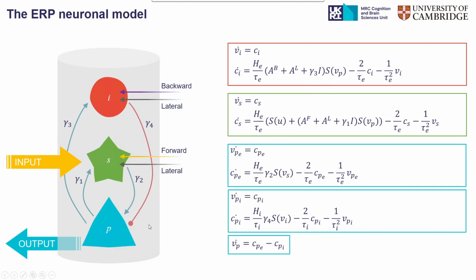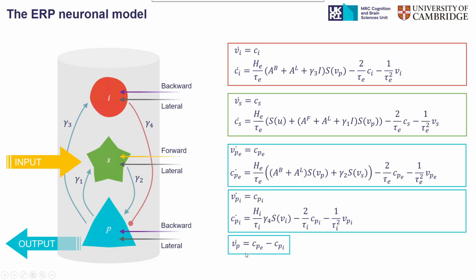Similarly, the pyramidal cells receive inputs from stellate cells, which comprise the excitatory activity, and inhibitory activity coming from the inhibitory interneuronal population, which is in these equations here. Now they receive backward and lateral connections, both of which are modeled as excitatory gains, and they modulate the gain right here.